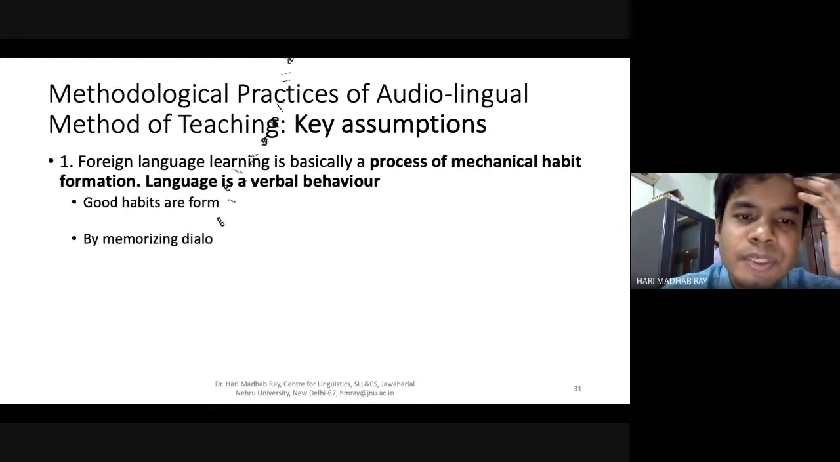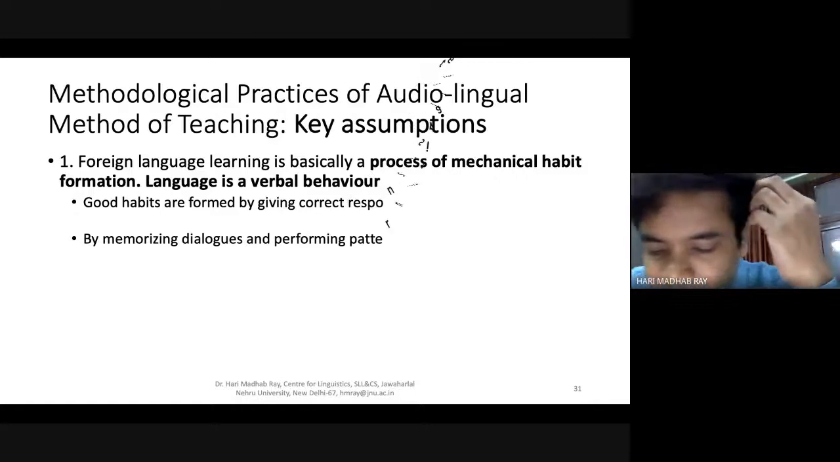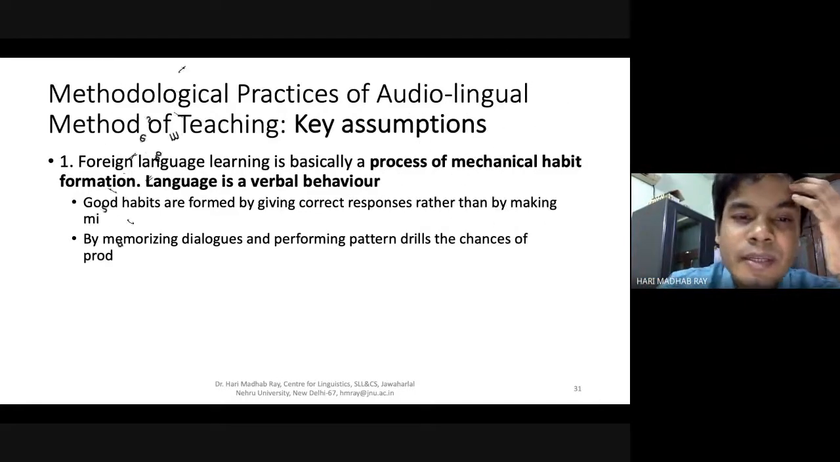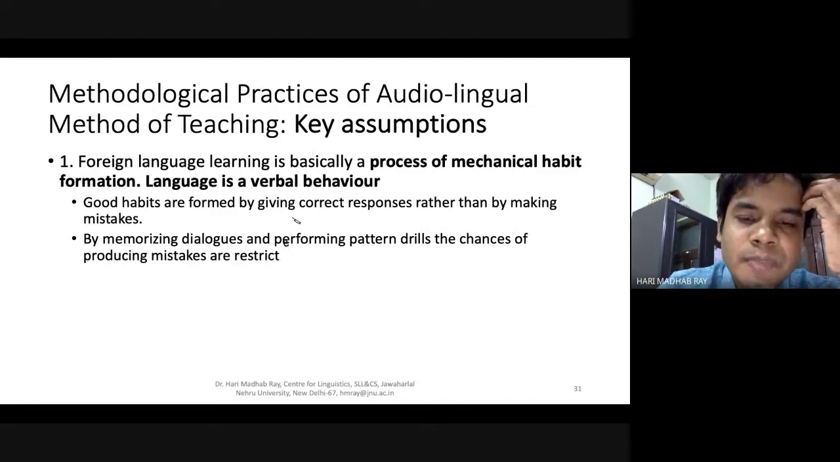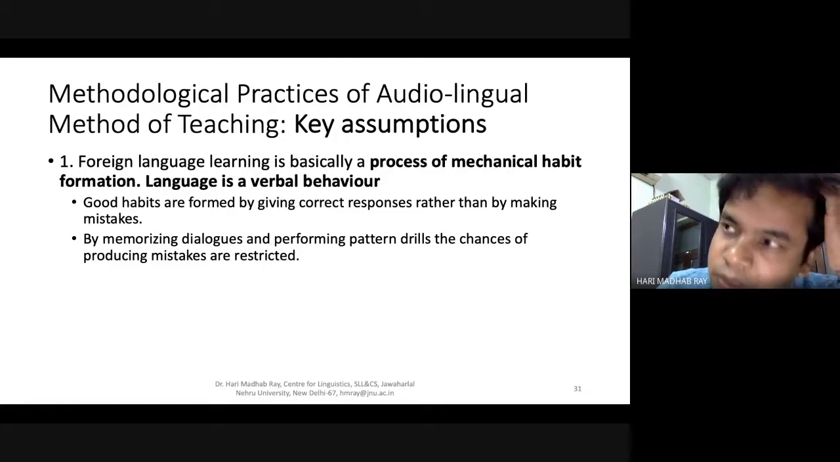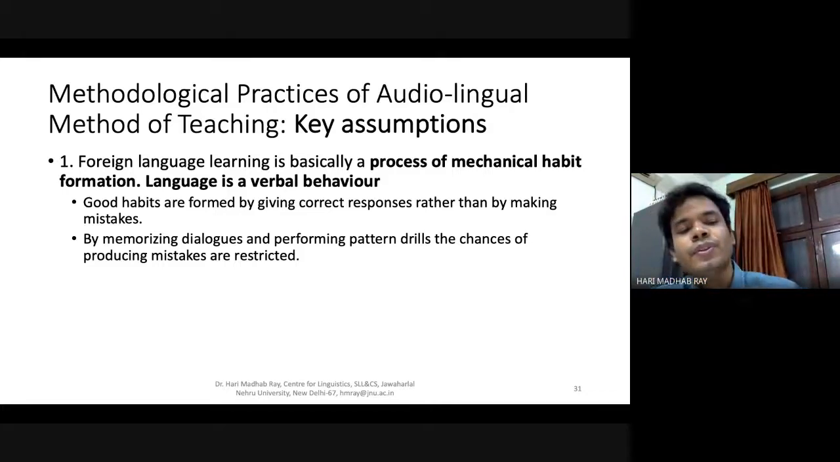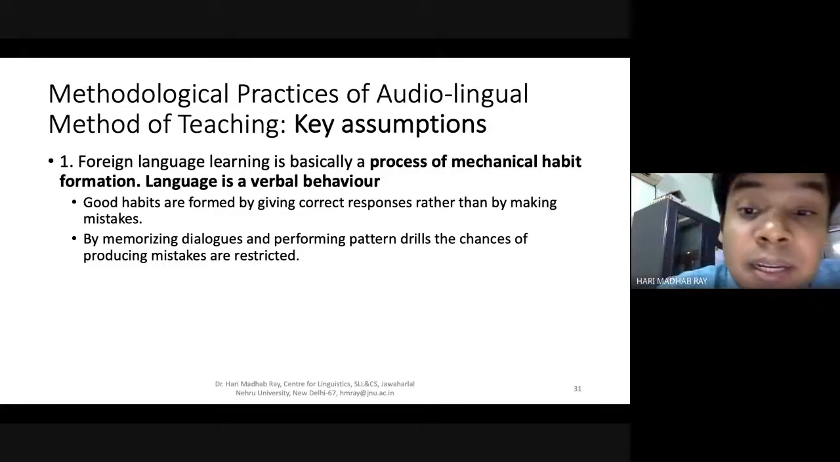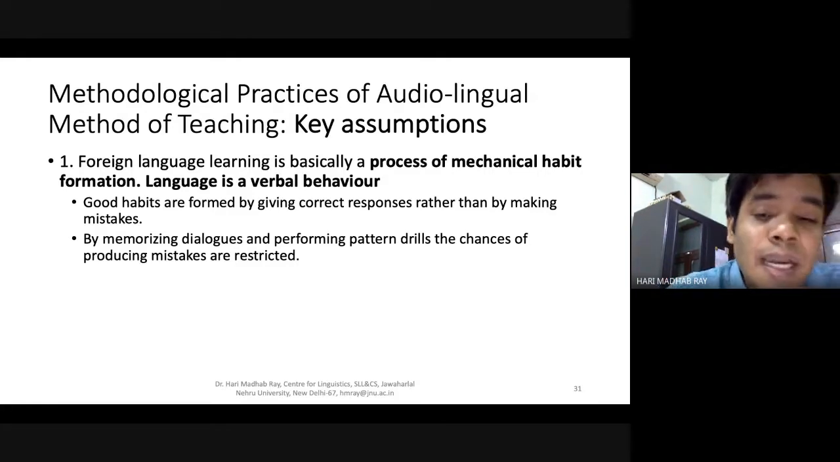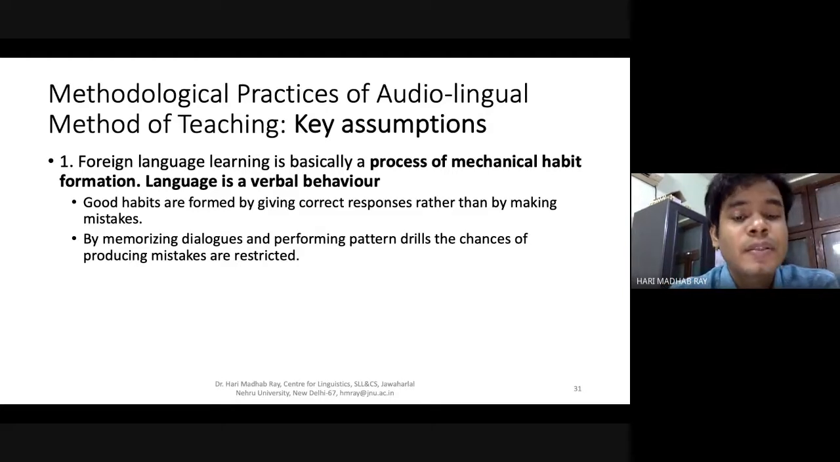So the behaviorist psychology, as I already told you, whether it's B.F. Skinner or the whole structuralist school, they were mostly influenced by behavioral thought. So good habits are formed by giving correct responses rather than by making mistakes. By memorizing dialogues and performing pattern drills, the chances of producing mistakes are restricted. That's what they are saying: if you memorize those dialogues and perform the pattern drills, the chances of producing mistakes are restricted.